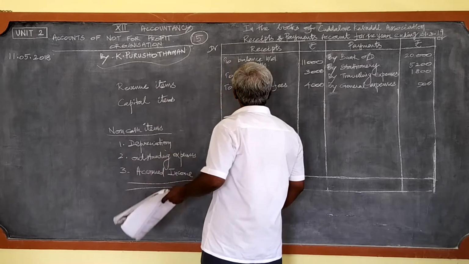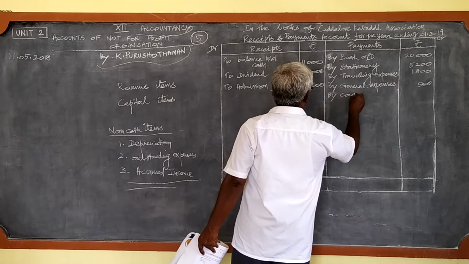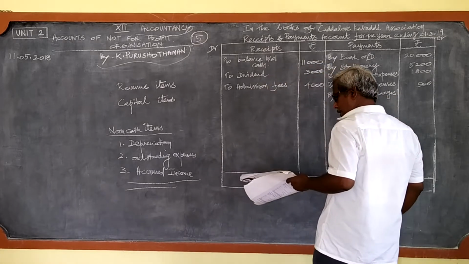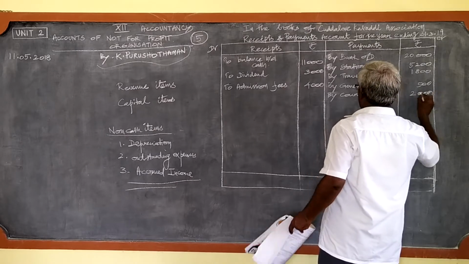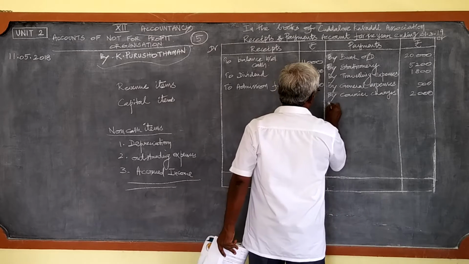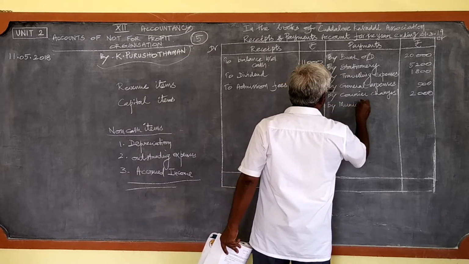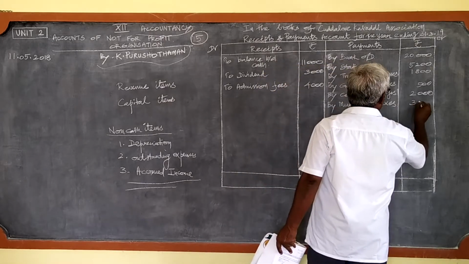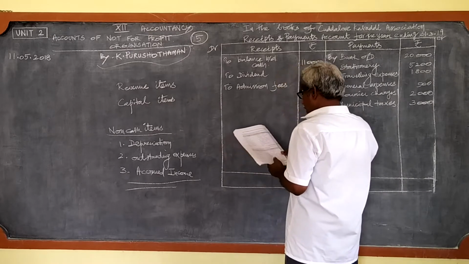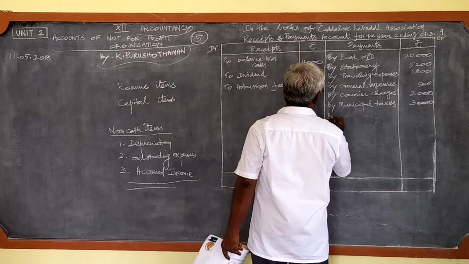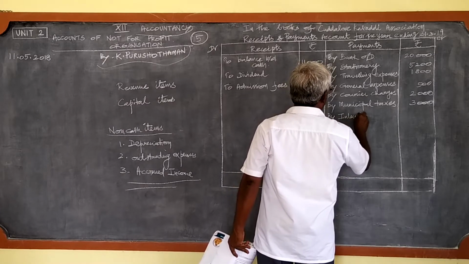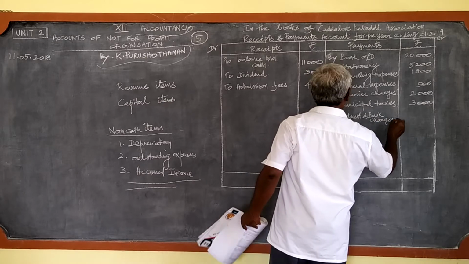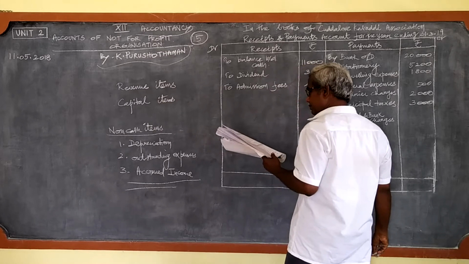Then courier charges, it is an expense. Courier charges 2,000. Then the next item, municipal taxes. Tax is paid, therefore it is a payment, by municipal taxes. Amount 3,000. Interest and bank charges. These are all amounts paid, by interest and bank charges 250.